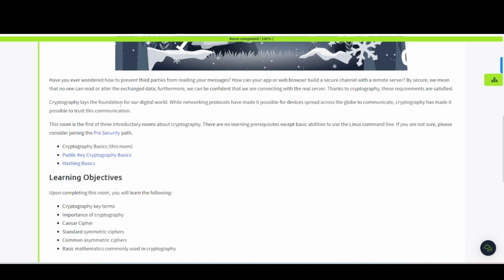Cryptography lays the foundation for our digital world, while networking protocols have made it possible for devices spread across the globe to communicate. Cryptography has made it possible to trust this communication. This room is the first of 3 introductory rooms about cryptography. There are no learning prerequisites except basic abilities to use the Linux command line. If you are not sure, please consider joining the pre-security path. Cryptography Basics, which is this room. The next one is going to be Public Key Cryptography Basics, and then Hashing Basics.